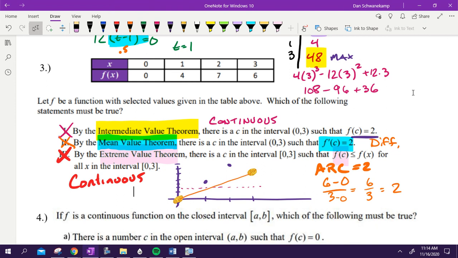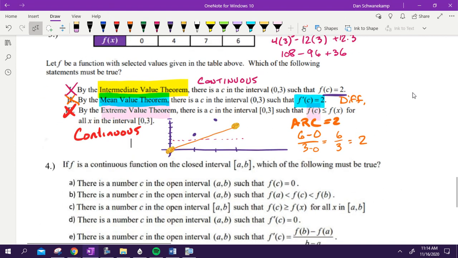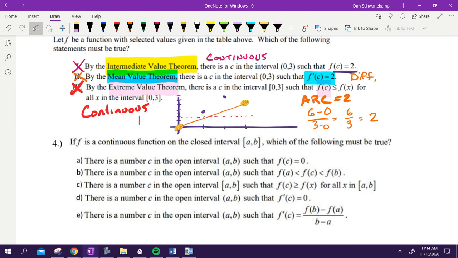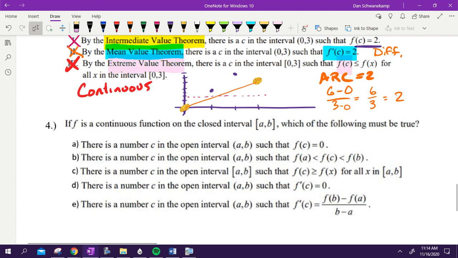Yes, ma'am. So when they give us like mean value theorem and extreme value theorem, they're not expecting us to imply that it's already continuous. Yeah, correct. So, yeah, we don't know that it's continuous or differentiable by anything else. They have to state it, or otherwise we don't know that. Good thought.